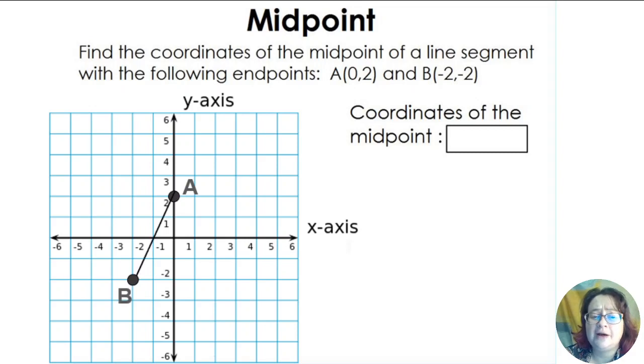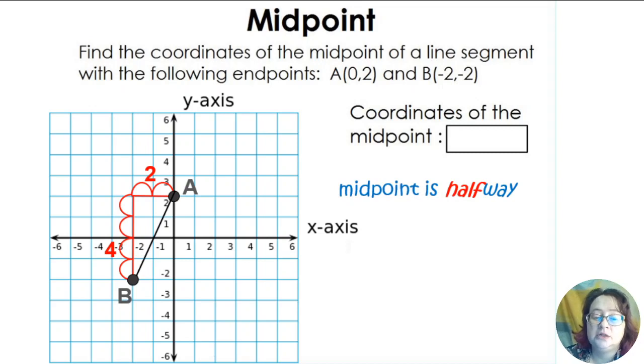Well, in order to find half the distance, I need to know how far it is. So I'm going to draw along the grid lines from B to A, and then count from B to A. I go up 1, 2, 3, 4, and then I go right 1, 2. Midpoint is halfway, so I'm going to cut those numbers in half.